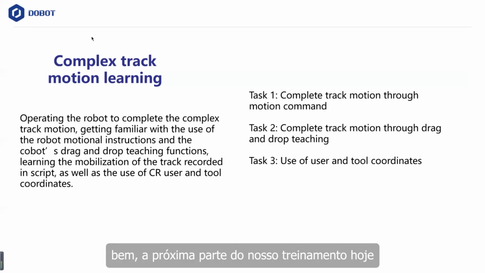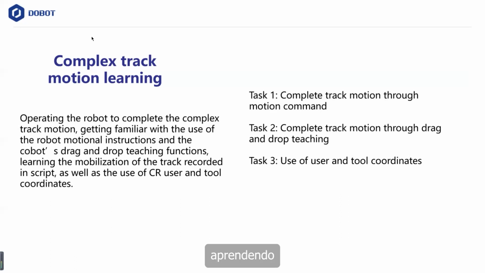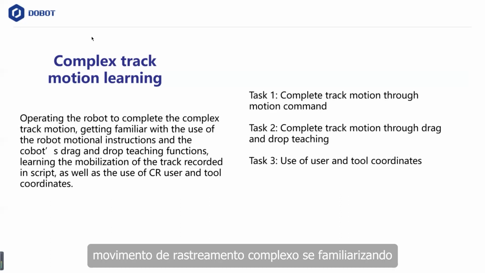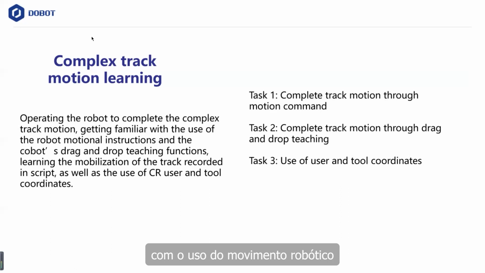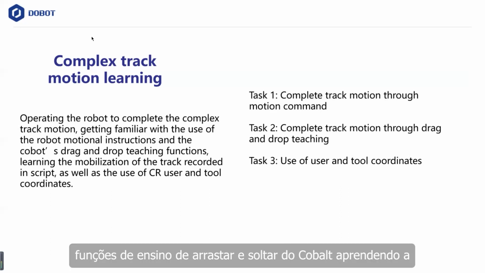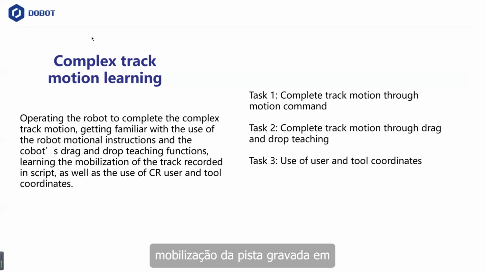Okay, the next part of our training today is complex tracking motion learning. In operating the robot to complete complex tracking motion, we will get familiar with the use of robotic motion instructions and the Cobot's drag and drop teaching functions, learn the mobilization of the track recorded in script, as well as the use of user and tool coordinates. Those are the objectives we are going to learn in this part.